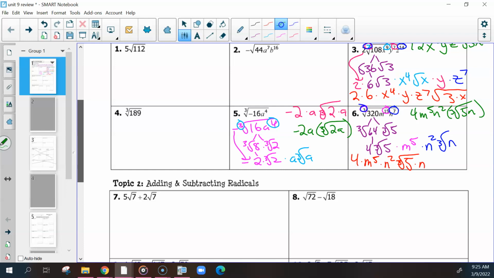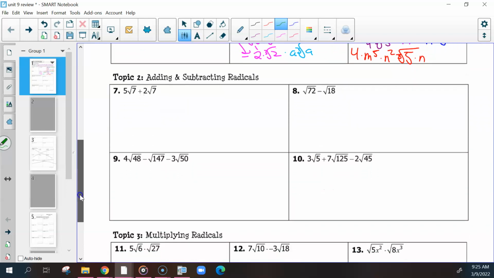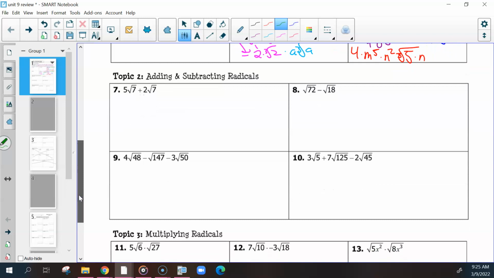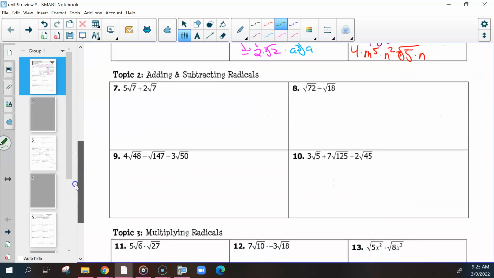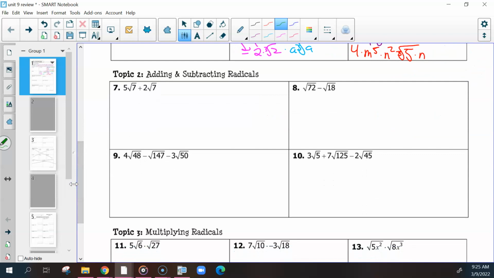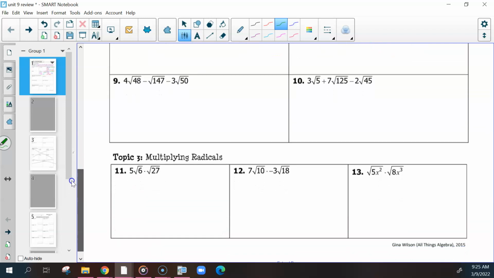Let's jump down to number 13. I'm sorry, number 10. We will do 13, but let's do 10 first. Did we finish the? There was nothing else to really simplify. Okay, so we are now adding and subtracting, so this is the second objective. We need to simplify as much as possible.